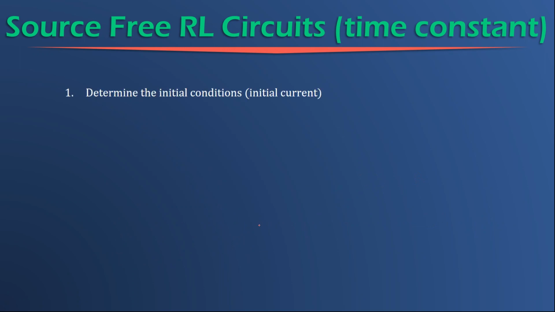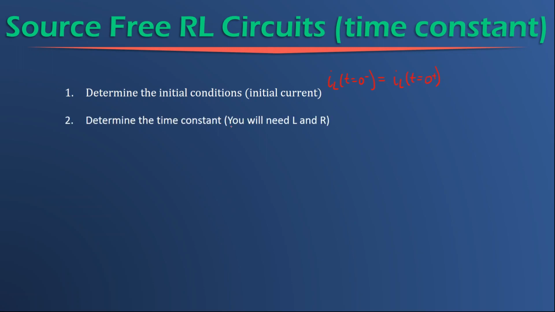So the procedure with source-free RL circuits: first, determine the initial conditions. That will be the current flowing through the inductor at time t equals 0 negative, which is the same as the current flowing through the inductor at time t equals 0 positive. As we indicated with the capacitor, the voltage does not change abruptly. The same principle follows with the current flowing through an inductor. So the current just before the change will equal the current just after the change.